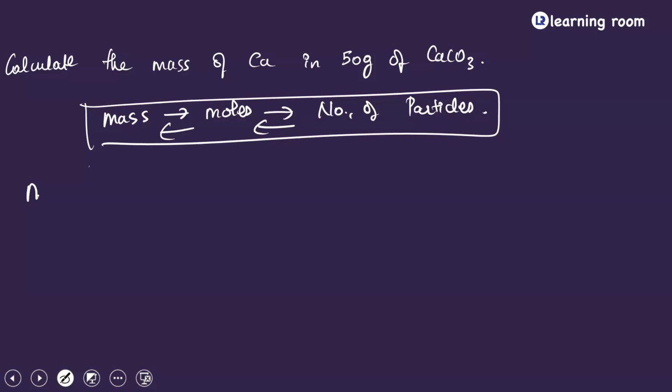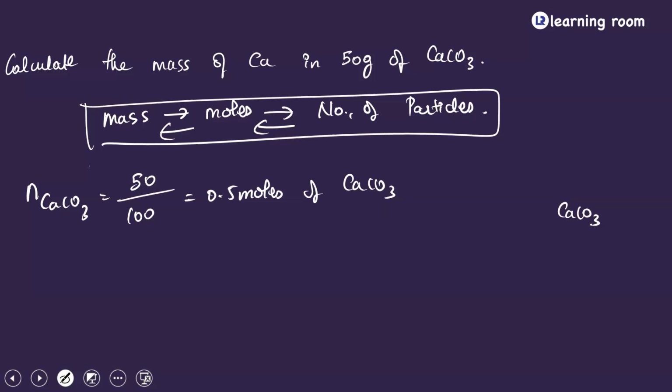So to get the number of moles of calcium, first I should know the number of moles of calcium carbonate. Correct? So number of moles of calcium carbonate is equal to, we have already found the formula, 50 by 100, which is 0.5 moles of CaCO3. You can remember a small ratio here: 1 CaCO3 has 1 calcium, 1 carbon and 3 oxygen.